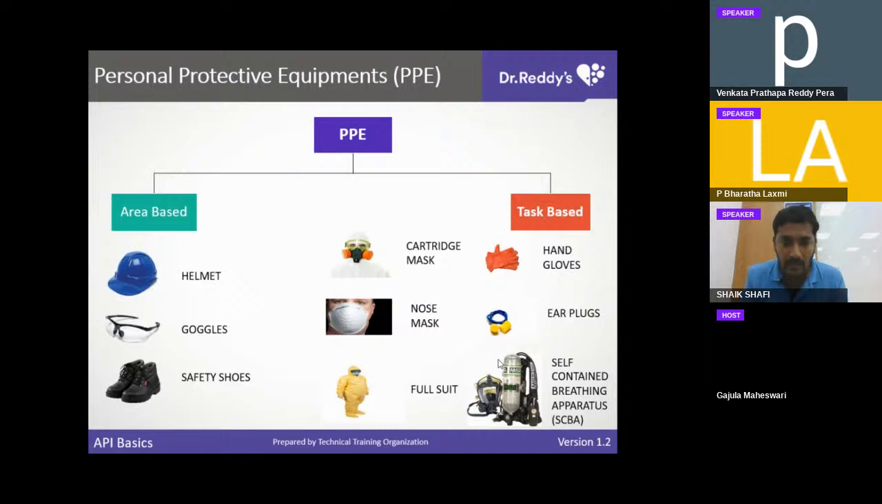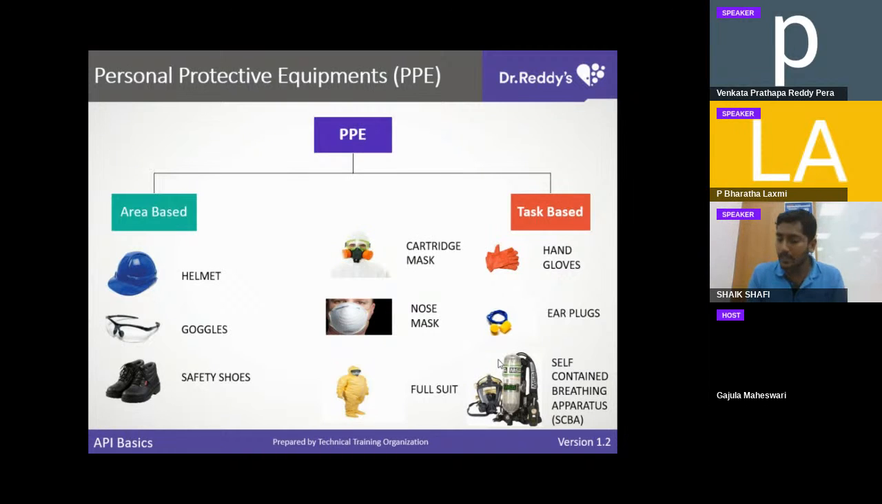Again, here there is the self-contained breathing apparatus. This is SCBA. When we are entering into a confined space, confined space means an area where there is low oxygen content, so there is a breathing issue. Then we need to use this SCBA. This is a cylinder which works for 45 minutes. When we are entering into the confined space area, we use this SCBA.